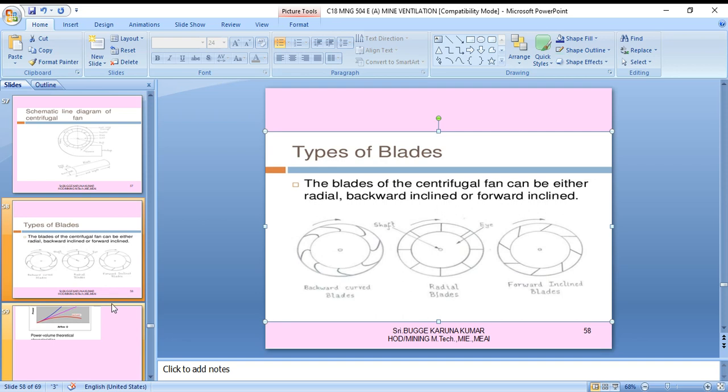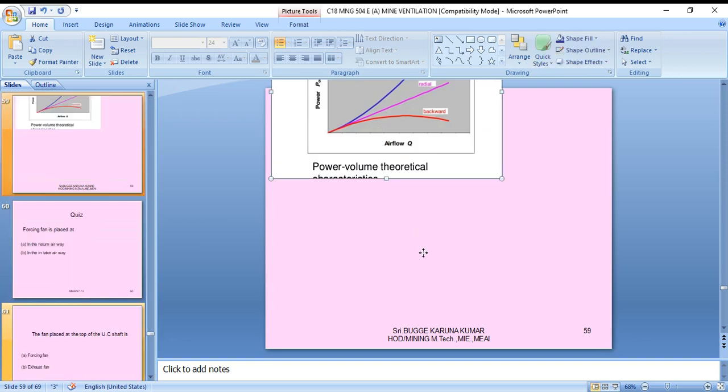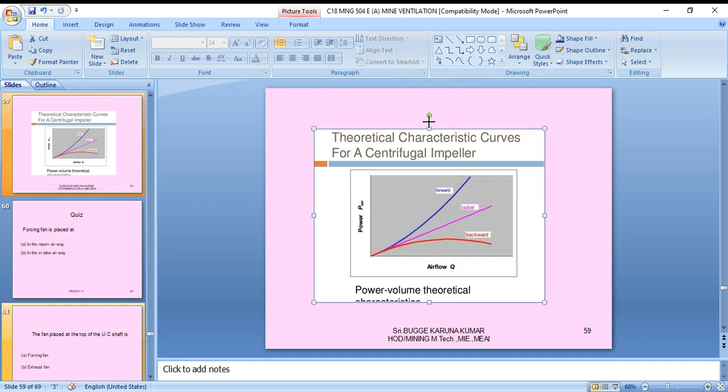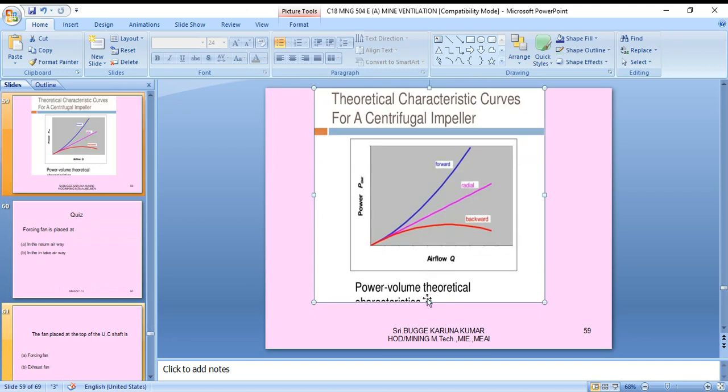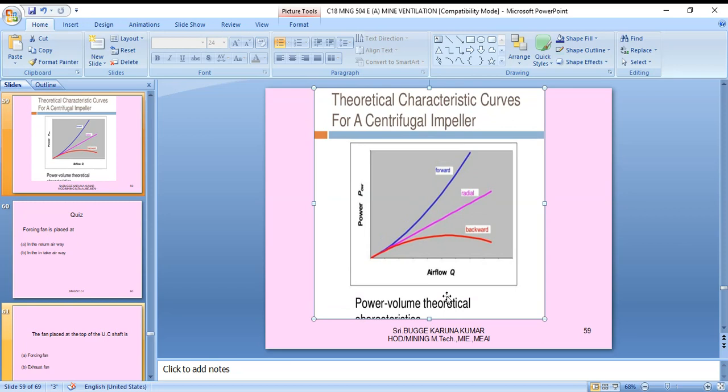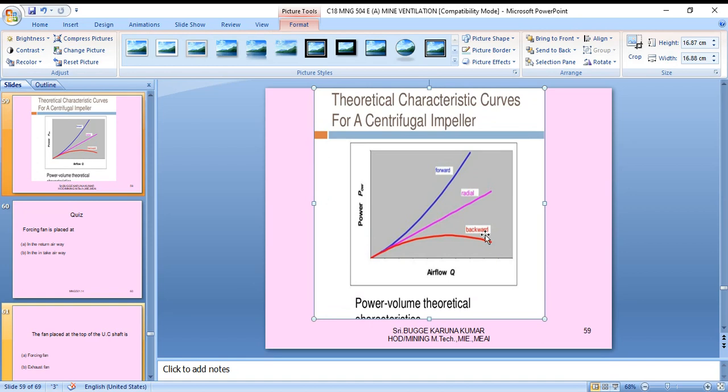We have already discussed the characteristics of different fans: the pressure, power and volume of the different fans are different, and they have advantages depending upon the usage. So this is a curve of backward versus flow versus pressure. A backward blade would always require more power, because pressure is less when the resistance is more. So this is the radial, this is the forward. This is a comparison of the theoretical characteristic curves of the centrifugal impellers.